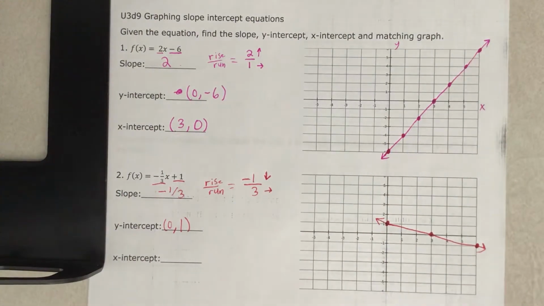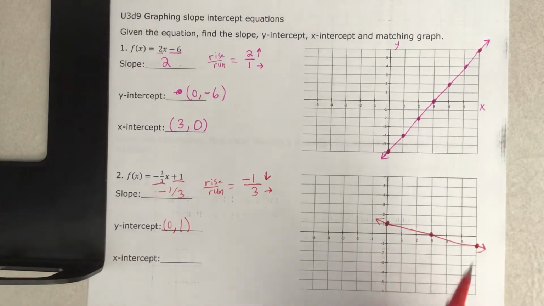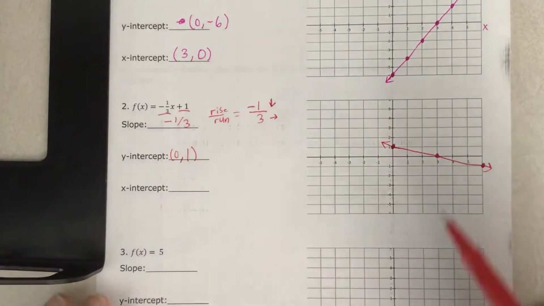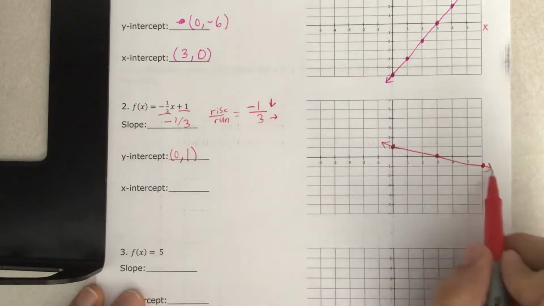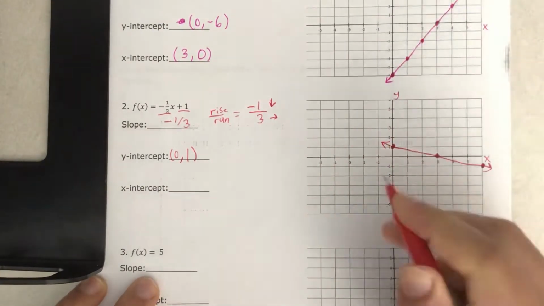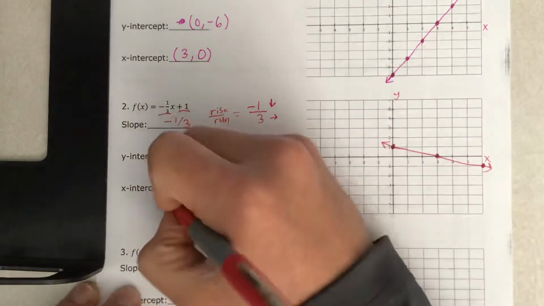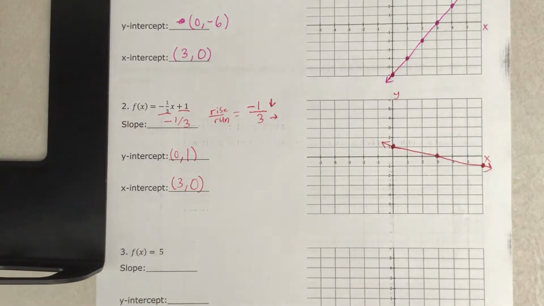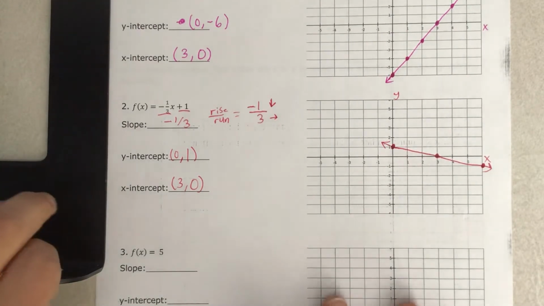Okay. So just by doing this small portion of the graph, let me see if I can scoot up a little bit. I can see that the x-intercept, where my graph, my little red line, crosses the x-axis. This is the x, here's the y. At the point, again, 3, comma, 0. Okay, same thing. Okay, that's number 2.